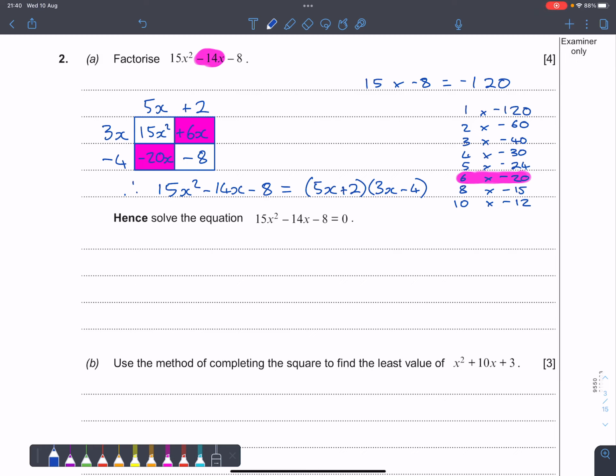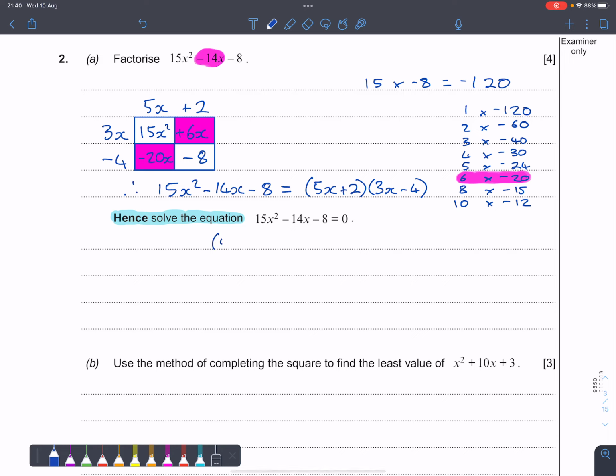Okay, the next part says, hence solve the equation. Now, we couldn't find the value before because we didn't have an equation. Now we have, let's just double check, 15x squared minus 14x minus 8. It is the same expression, equal to 0. Now we can only solve quadratics when they're equal to 0. So now we can say, okay, that quadratic is equal to 0.